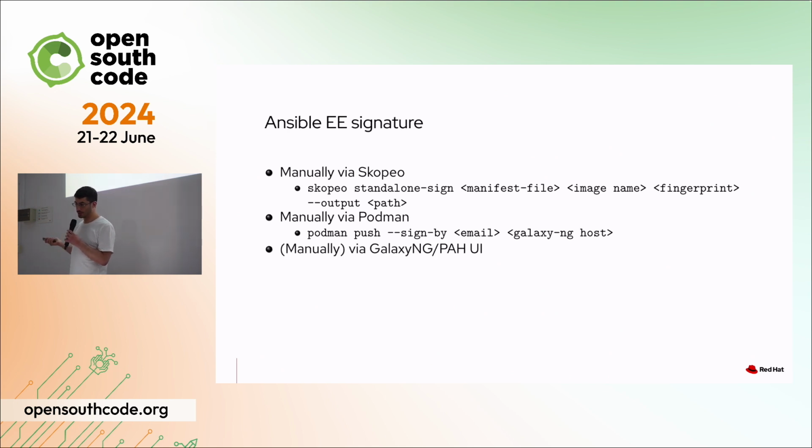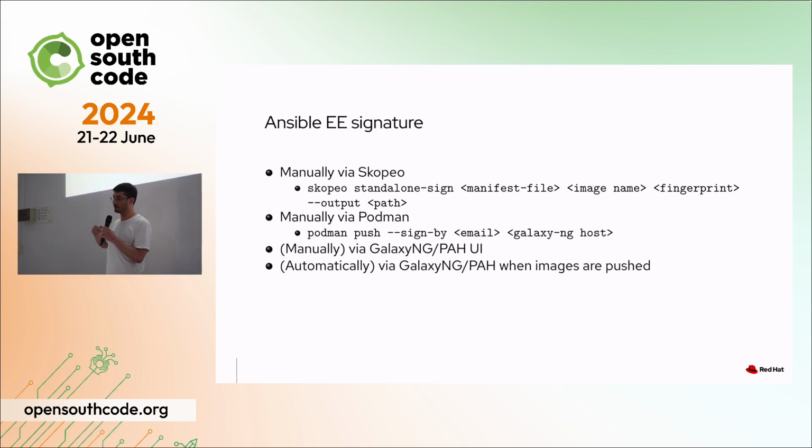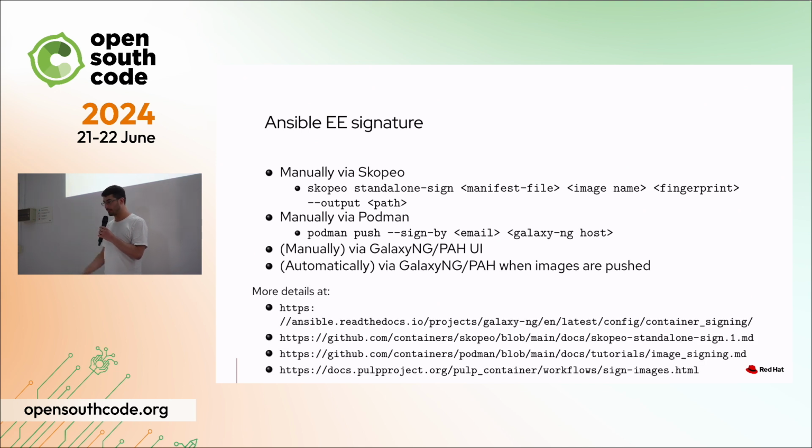Also, you can do it with Galaxy NG or Private Automation Hub manually on the UI. So you first upload it on the Galaxy NG or Private Automation Hub, and then you just click sign. Or when every image gets pushed on Galaxy NG or Private Automation Hub, in that moment, you can put the signature there. And as previously, there are a bunch of links around how exactly to do that.